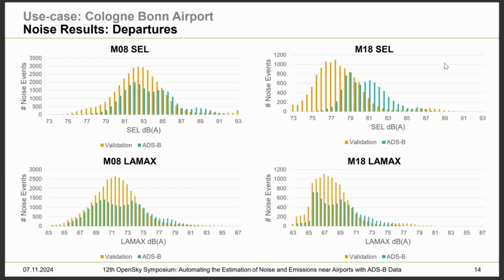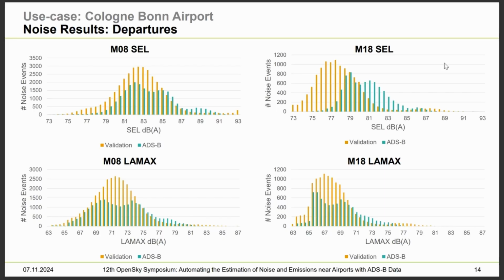Here the same for the departures. Again, the M08 is relatively close to the airport, maybe still either at the thrust cutback point or just after, and the M18 is a bit farther away. An interesting result, at least I think it's quite interesting: we see on the left, although I assumed max takeoff thrust at max weight always used for departures, the histograms kind of still match.